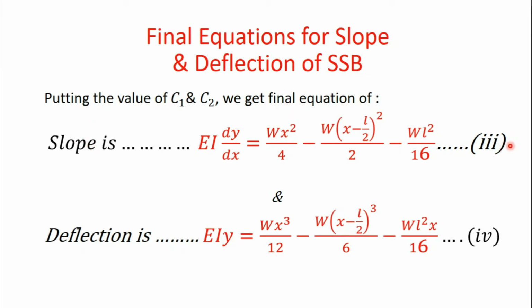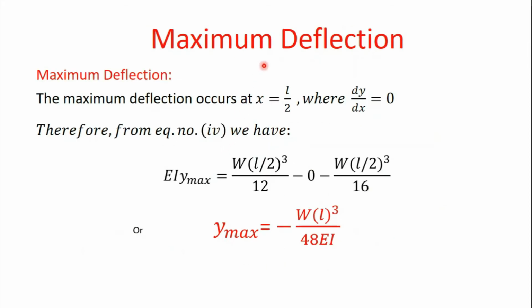We reduce equations number 1 and 2 into equation number 3, which is for slope, and equation number 4, which is for deflection. Now we have to calculate the maximum deflection, because all beams are designed as per the maximum deflection, and the beam has to be kept under the maximum deflection.